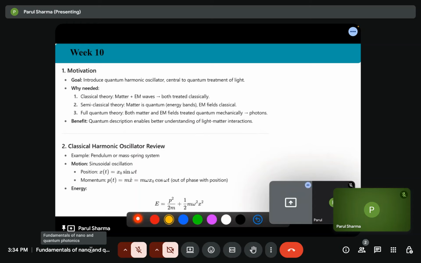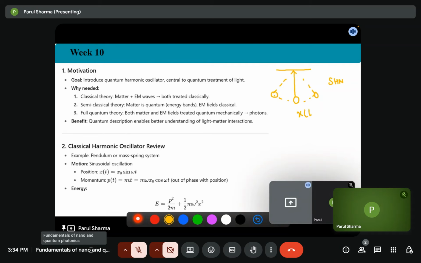So to understand quantum, we understand harmonic oscillators. For example, a pendulum. So suppose it is a rigid ball hanging by a string. It will undergo oscillatory motion, like simple harmonic motion.